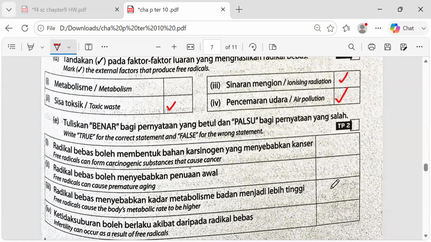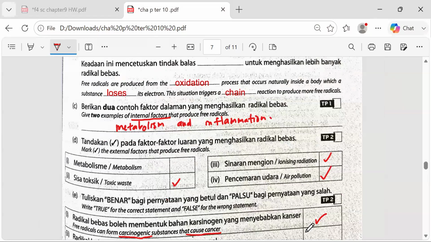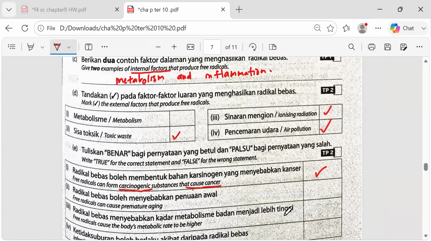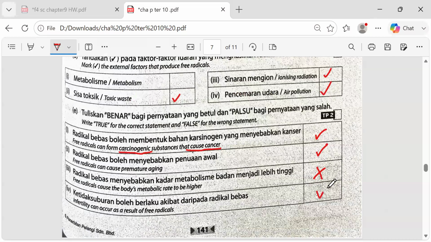Free radicals can form carcinogenic substances. What's carcinogenic? Carcinogenic causes cancer. Free radicals can eventually cause carcinogens. Free radicals cause premature aging, yes. Free radicals cause the body's metabolic rate to be higher? No, wow, free radicals can help you lose weight? No, no, no. Infertility can be caused as a result of free radicals, yes. Cannot have babies, yes.